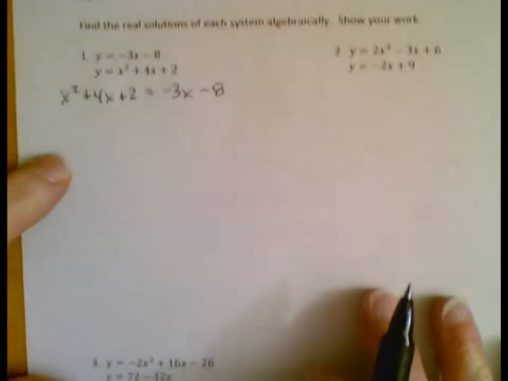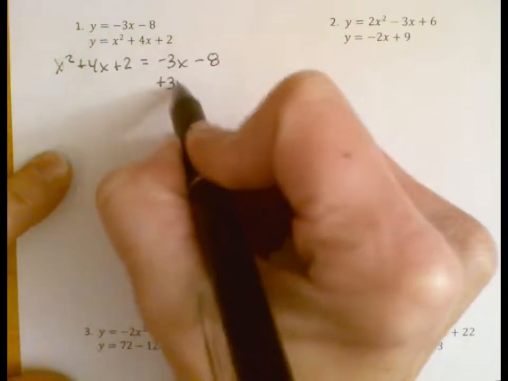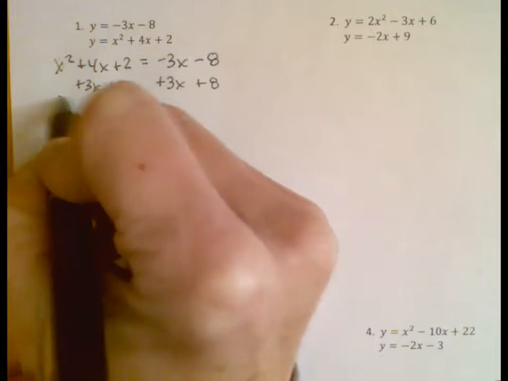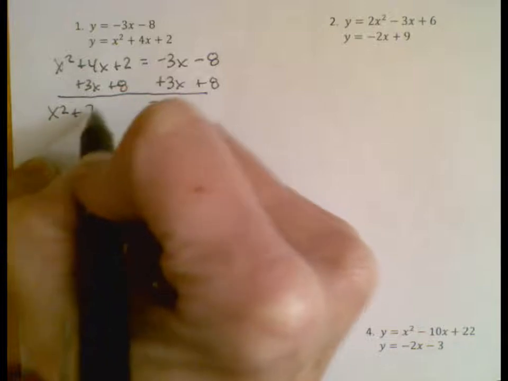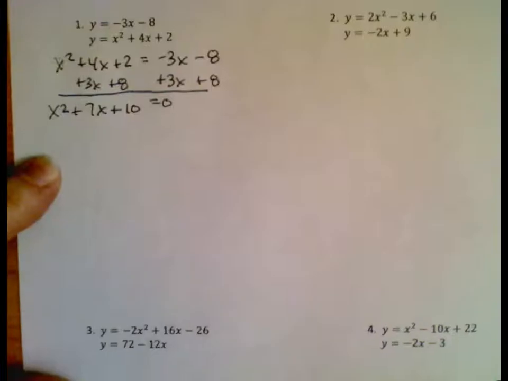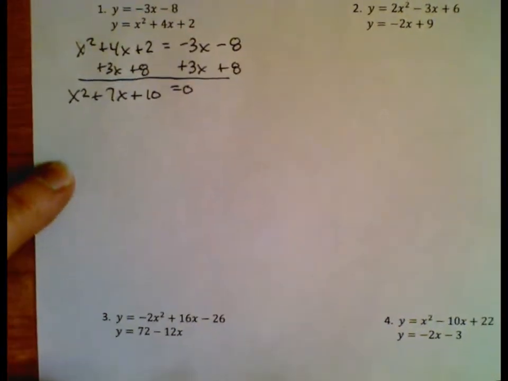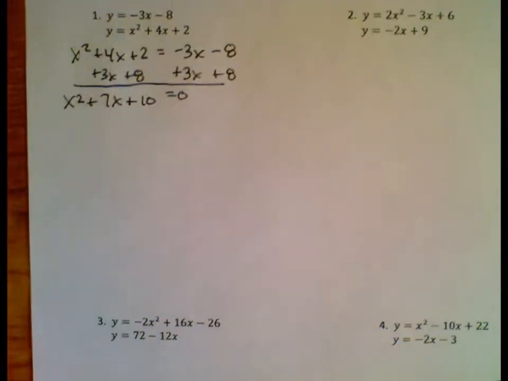Okay, then I'm going to go ahead and shift everything to the left side. I'm going to add 3x and add 8. So this side will just be 0. So now you have to decide. Now you're not going to do it graphically because we just did that, but your other 4 ways, factor, square roots, completing the square, or quadratic formula, you can decide which one you want to do.